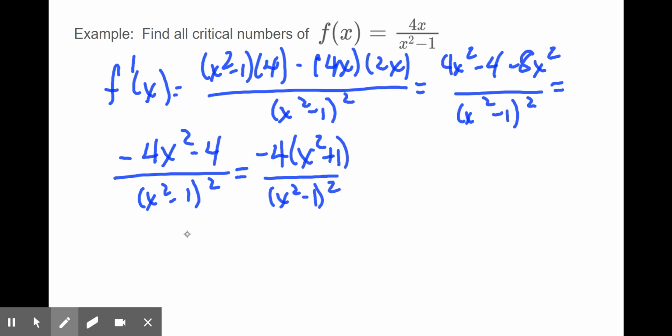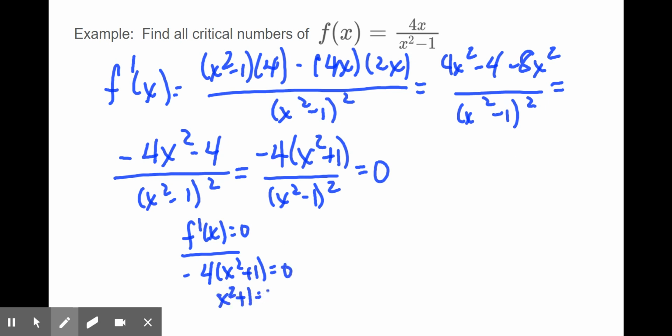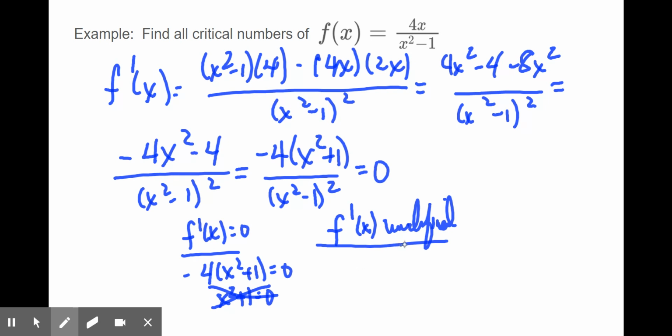Now the first thing I'd want to do is set this to 0. If I want f prime of x to equal 0, that means the numerator would have to be 0. But that's not going to happen. That would mean x squared plus 1 would have to equal 0, but it doesn't. So you don't get anything from that. Now, the other question is where f prime of x might be undefined. That would mean the bottom would be 0.